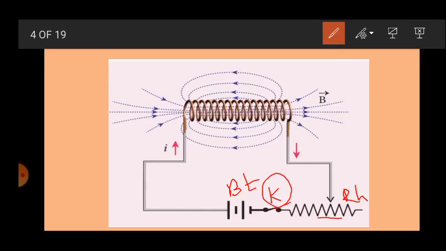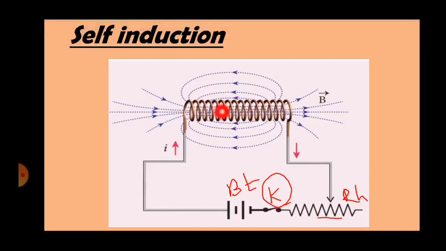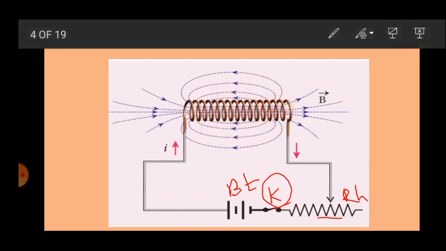So current flows through the coil and produces a magnetic field around it. This is the north pole of the magnetic field and this is the south pole. This magnetic field is linked with the same coil. So students, the magnetic flux of the magnetic field is linked with the coil itself.